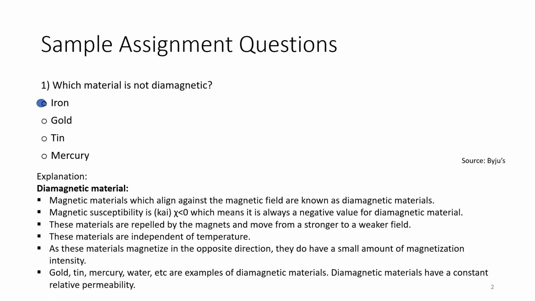As in case of ferromagnetic, if you keep on heating your material above Curie temperature, you will see that it will lose its magnetism. So these materials are not dependent on temperature like ferromagnetic materials, and as these materials magnetize in the opposite direction, they do have a small amount of magnetization intensity. And gold, tin, mercury, water, etc. are examples of diamagnetic materials, and diamagnetic materials have a constant relative permeability.